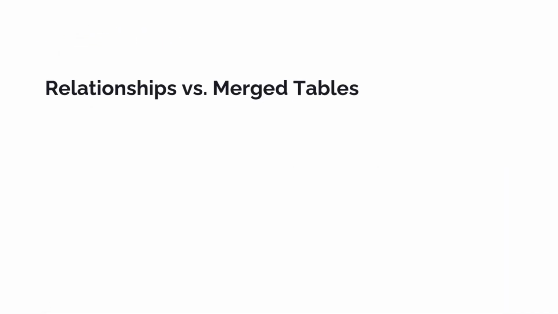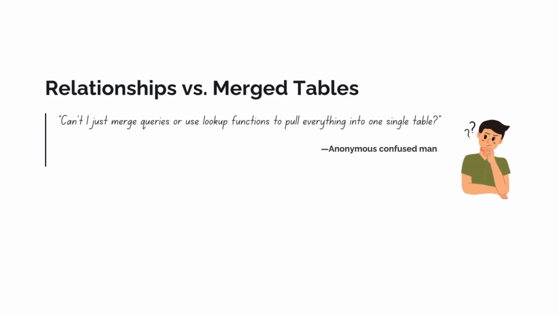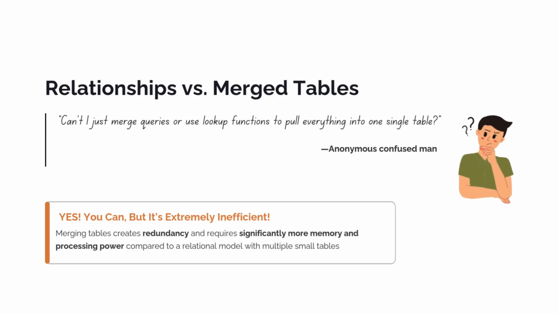A common question students ask is, can't I just merge everything into one big table? The answer is yes, you can, but it's extremely inefficient. Merging tables introduces redundancy, increases memory usage, and slows down the model. A relational model using smaller connected tables is significantly more efficient and cleaner.